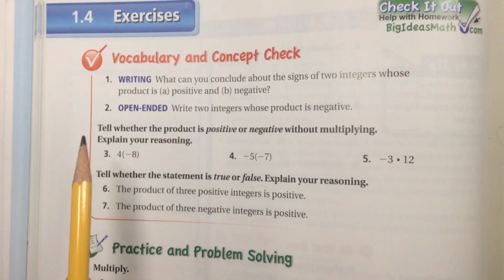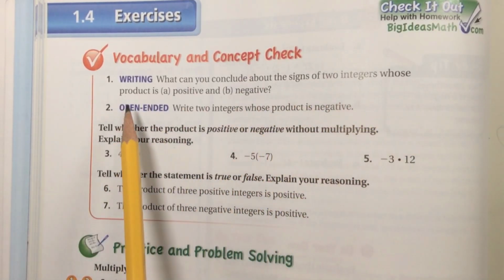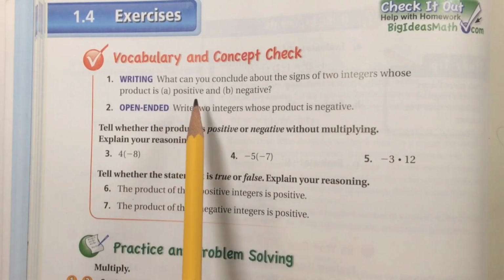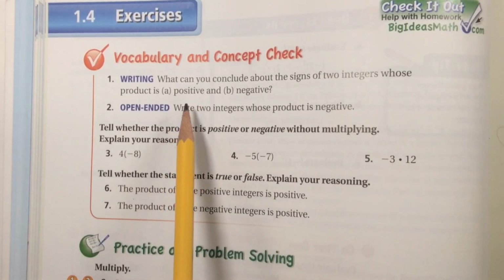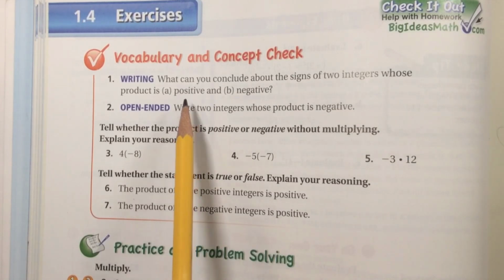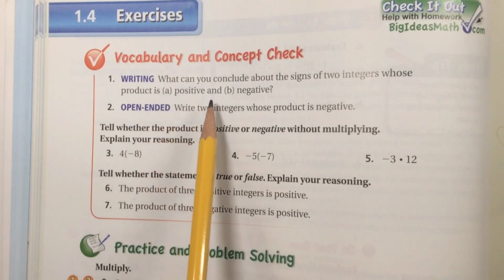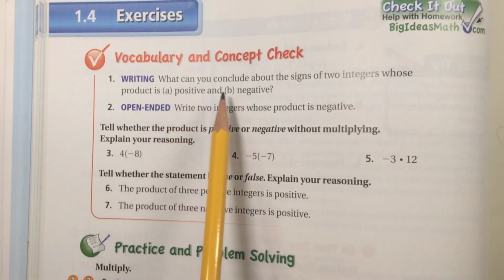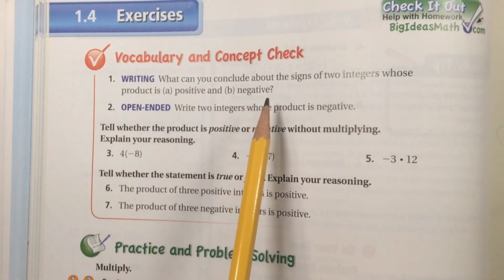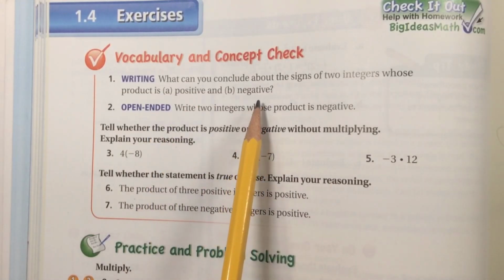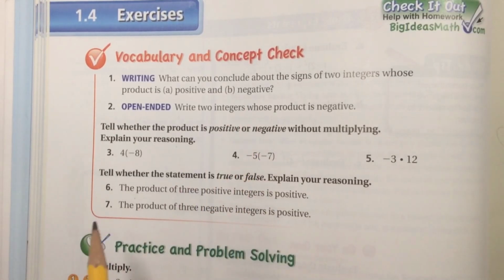All right, well, for number 1, what can you conclude about the signs of two integers whose product is positive? You can conclude that the integers have the same sign. Either they're both positive or they're both negative because their product is positive. And for part B, what can you conclude about the sign of two integers whose product is negative? You can conclude that their signs are different to get a negative. One would have to be positive and one would have to be negative.